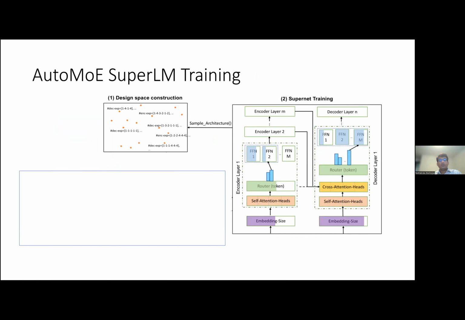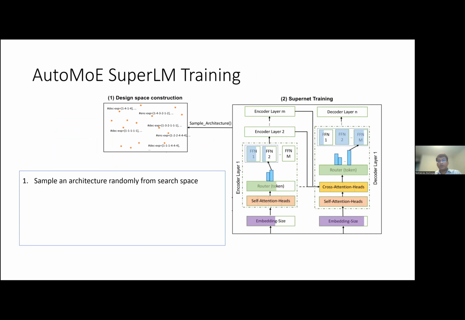Okay. So how does this work in the AutoMoE space? Part one, the design space construction, I have already talked about, like what are the different knobs that we are tuning. So the first part is, given this search space, we will sample an architecture randomly from the search space.